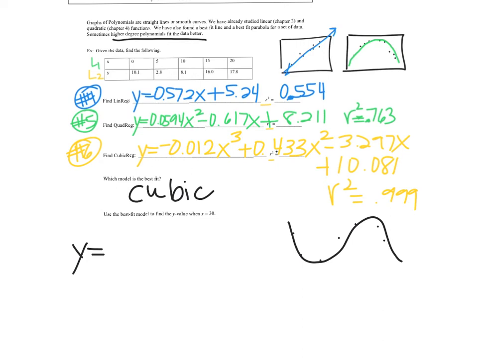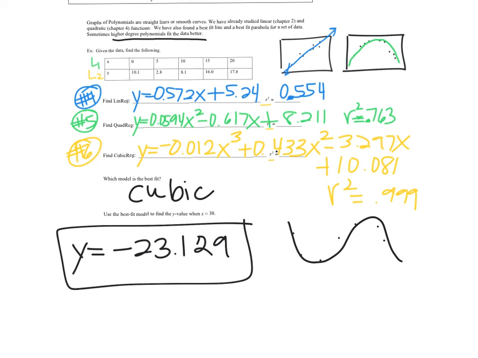Lots of ways to make mistakes on this. I hope I didn't. What's the answer? Negative 23.129. Y equals negative 23.129. Where'd you get the 30? Right here. Oh. Yep. So they'll give you a value, and they'll ask you to just evaluate it, plug it into your polynomial, and that's what the y value is.